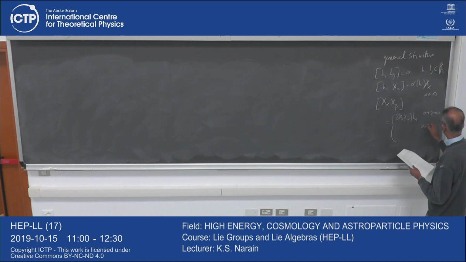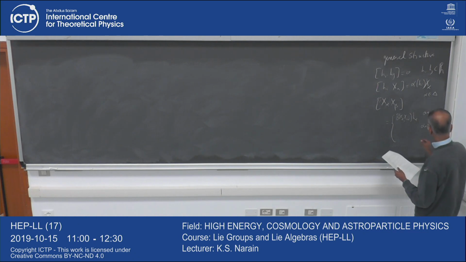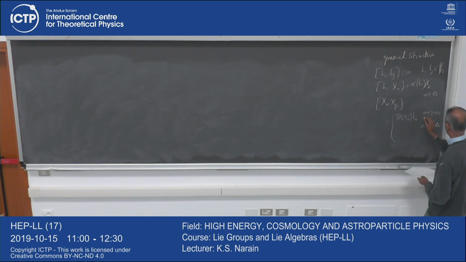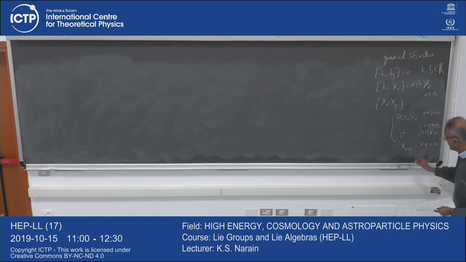Now if alpha plus beta is not 0, there are two possibilities. If alpha plus beta does not belong to delta, then it is 0. And if alpha plus beta belongs to delta, it is going to be x of alpha plus beta with some coefficient. But now the question is, of course, in SU3 we know this is not 0.